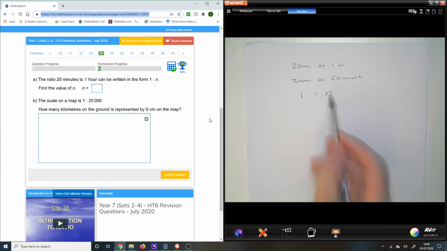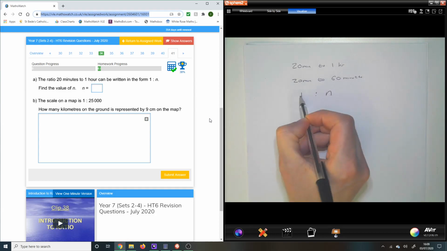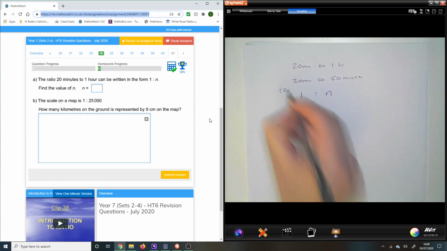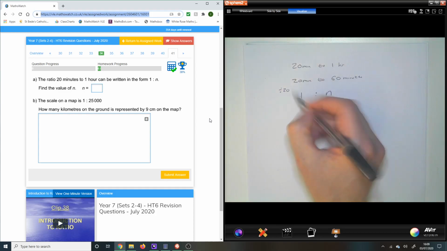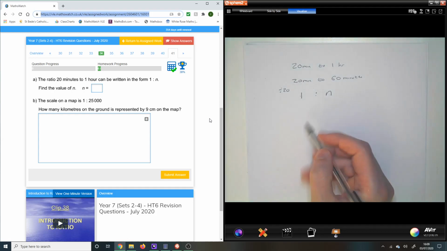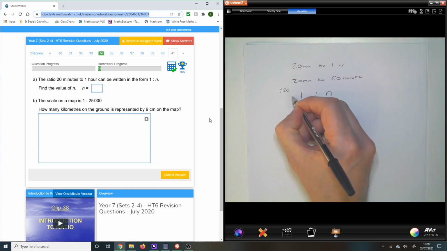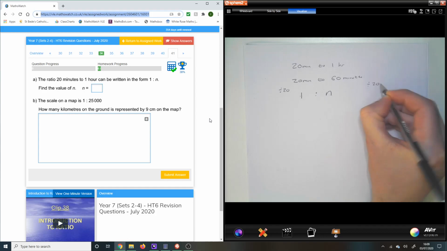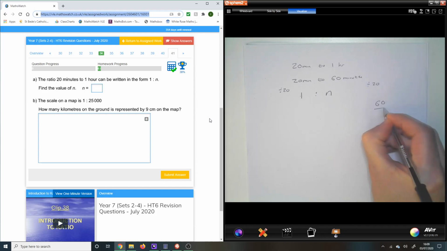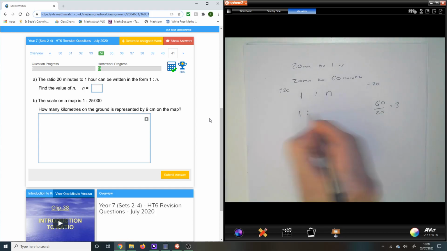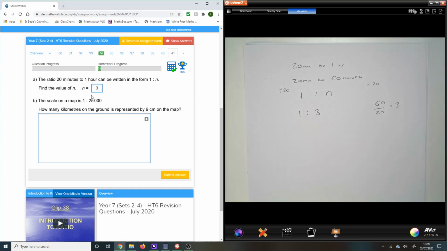so how do you get from 20 to 1? What do you have to do to get from 20 back to 1? Well, you have to divide by 20, because 20 is 20 times bigger than 1. So to go back the other way, we're going to divide. So if we divide 20 by 20, we have to divide 60 by 20 as well. What you do to one, you have to do to the other. And 60 divided by 20 is 3. So the answer is going to be 1 to 3. So n is going to be 3.